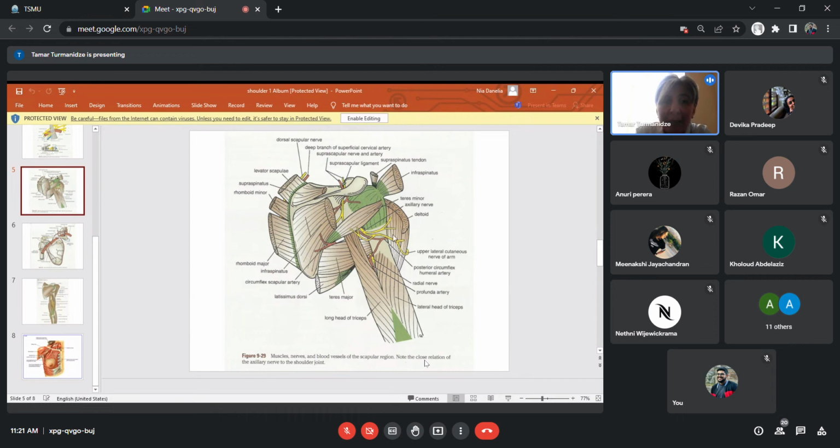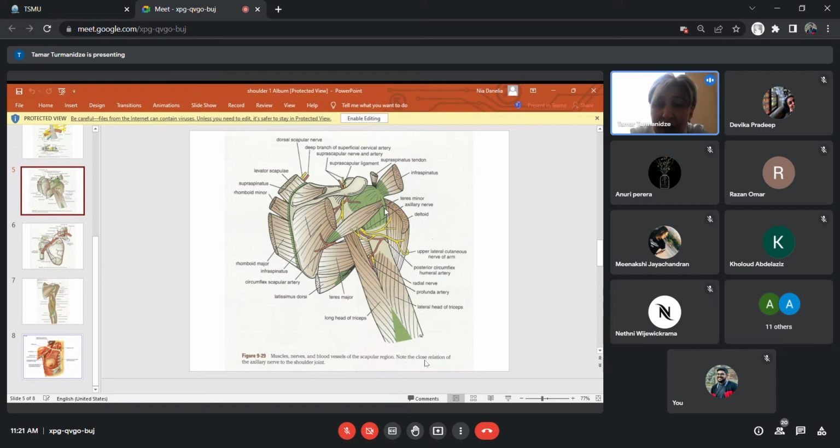region. It gives off septa through the deltoid muscle, which divides the deltoid muscle into three parts: anterior part, middle part, and posterior part. Different parts of the deltoid muscle have different functions. Anterior part of the deltoid muscle flexes the arm. Posterior part extends the arm, and middle part abducts the arm.